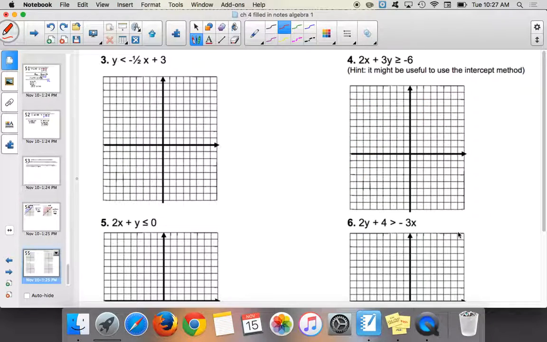All right, so next up. I have y is less than -1/2 x plus 3. All right, so how do we graph it? Start at 3. Go down 1 and to the right 2. We wanted to go downwards in the end, right? So we have a negative slope. And we have a dotted line.